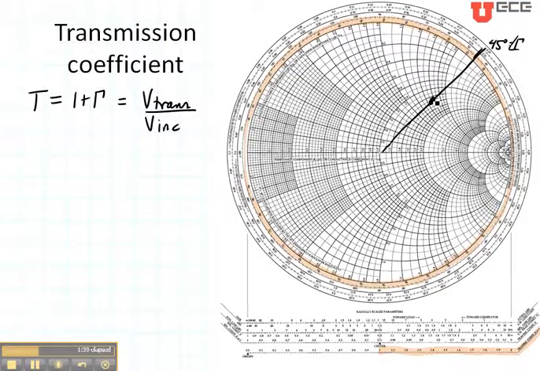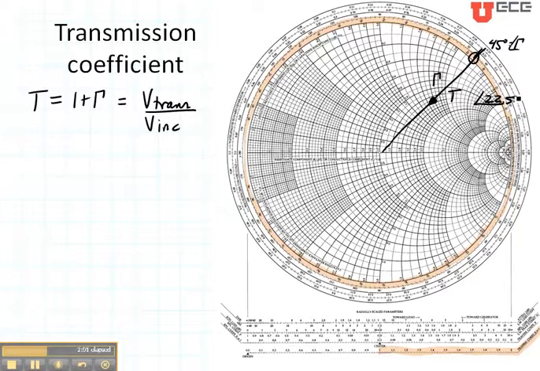That's my reflection coefficient. I can also find the transmission coefficient from that same point, and what I do is I read off the angle of the transmission coefficient. So you can see here it is 10, 15, 20, 25. Looks like the angle of the transmission coefficient is about 22.5 degrees in this example.